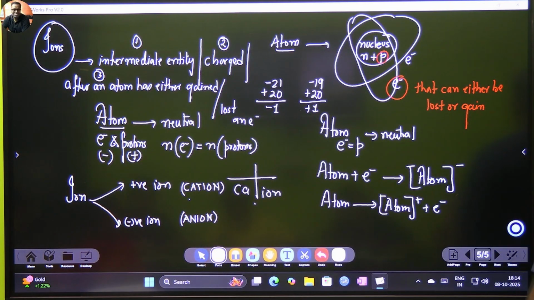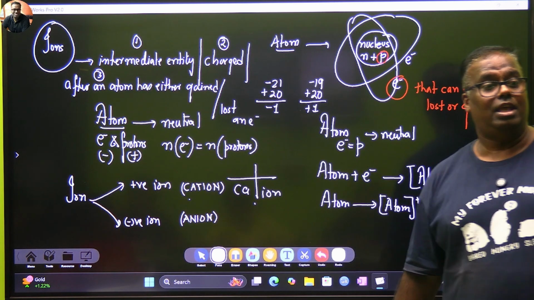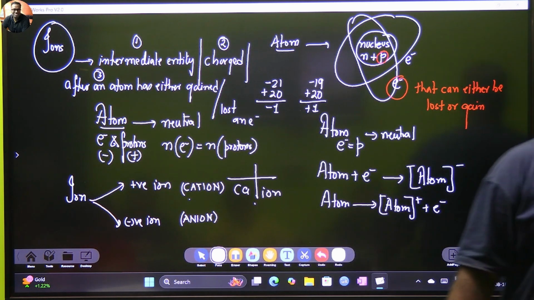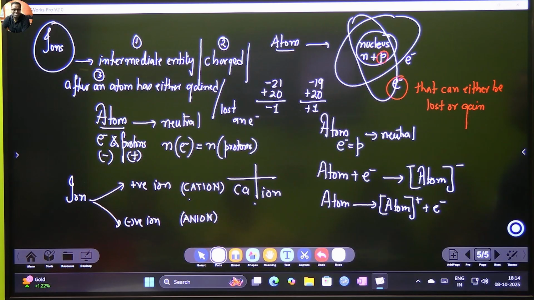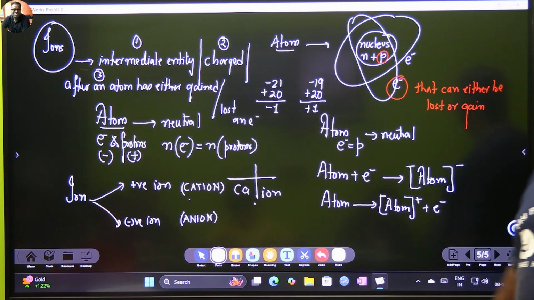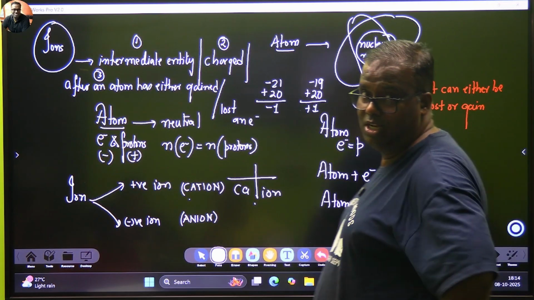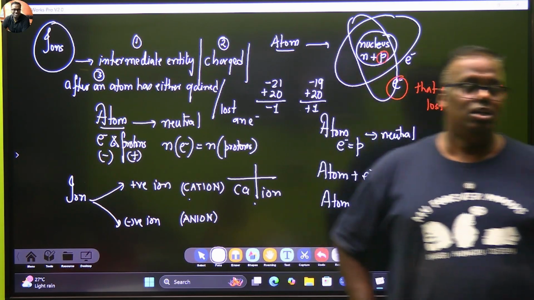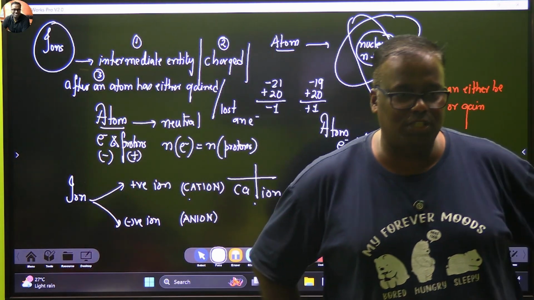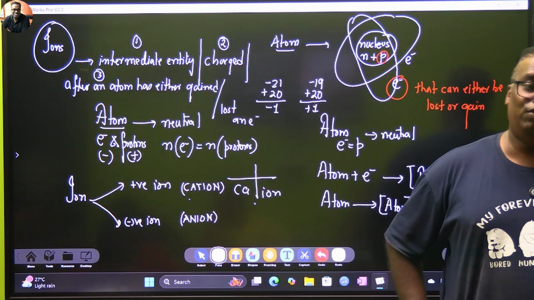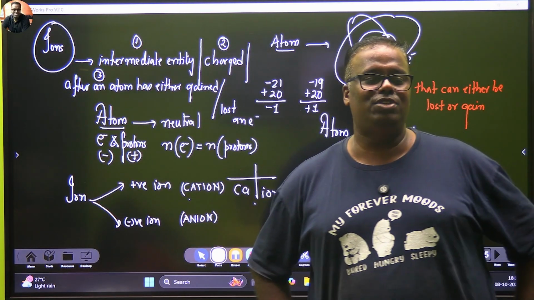NaCl is also considered as an ion, right? No, I'll tell you. Don't worry. So NaCl is a molecule or a formula unit, to be better known as. So what are ions? Ions are intermediate entities that are charged, which are formed after an atom either loses an electron or gains an electron. So if you lose an electron, you gain a positive charge and you are called a cation. If you gain an electron, you gain a negative charge and you're called an anion.